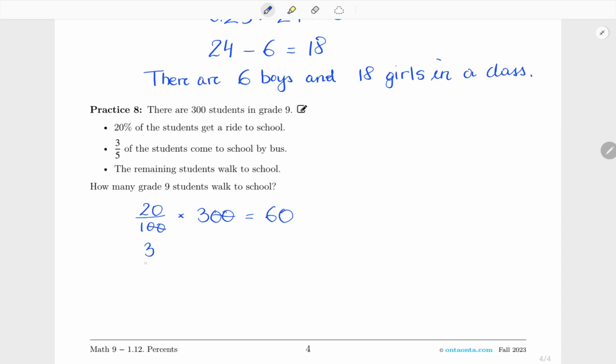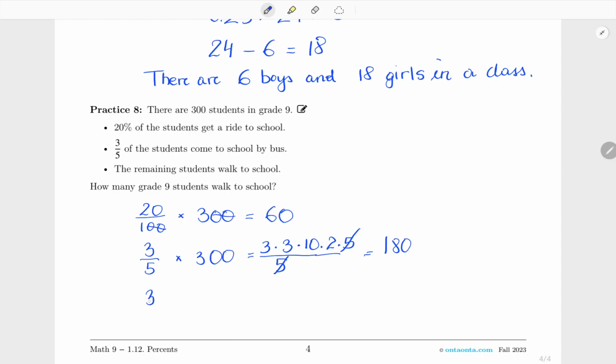Next, how many students will take a bus? 3/5 of 300. Remember, of means multiply. I'm going to factor the 300, so 3 times, we're dividing by 5. I'm going to split 300 into 3 times 100. 100 is 10 times 10, but I need 5, so one of the 10s I'm going to split into 2 times 5. 5 divided by 5. 3 times 3 is 9, times 2, 18. 18 times 10, 180 students will take a bus.